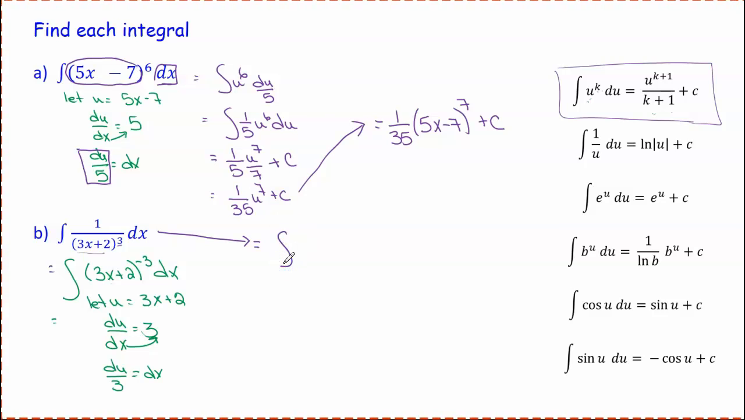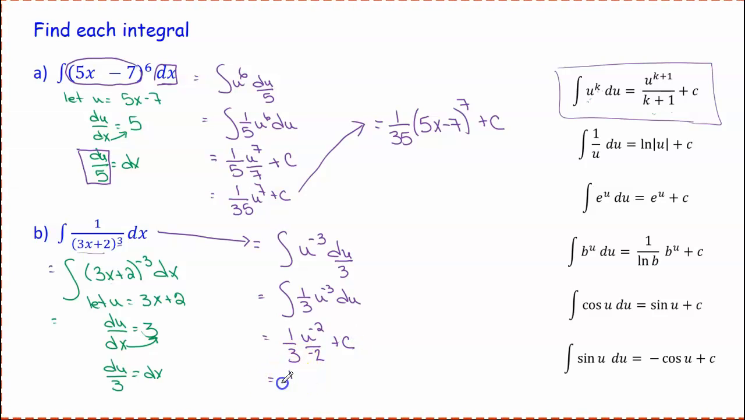So my integral of 1 over (3x plus 2) cubed dx will now become the integral of u to the negative 3. Dx is du over 3. Just going to rewrite this with my 1/3 first, u to the negative 3 du. So I have my coefficient 1/3. I have to add an exponent to negative 3. So negative 3 plus 1 is negative 2. And I will divide off the negative 2 plus c.